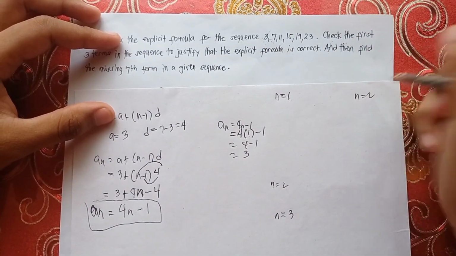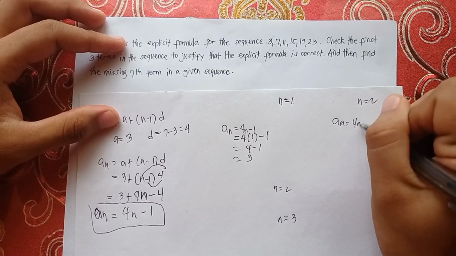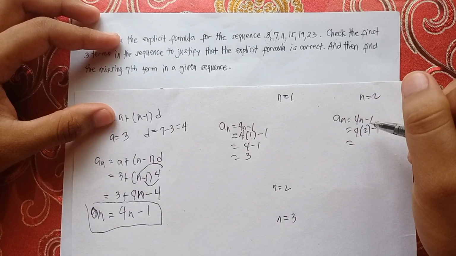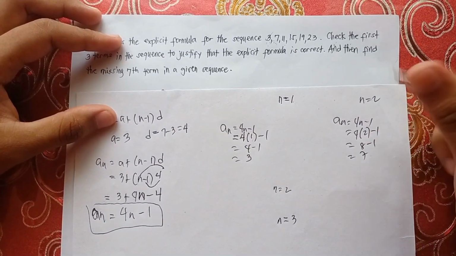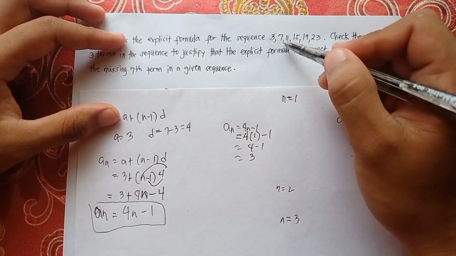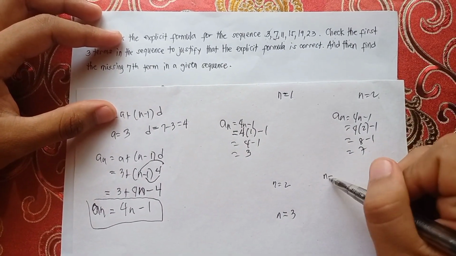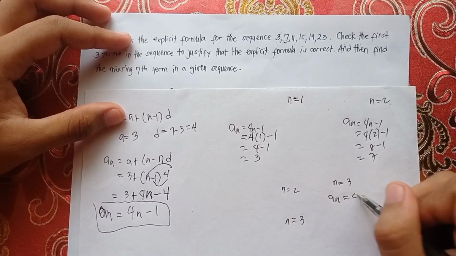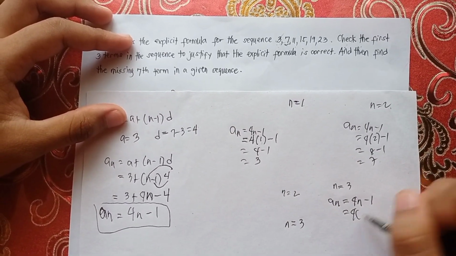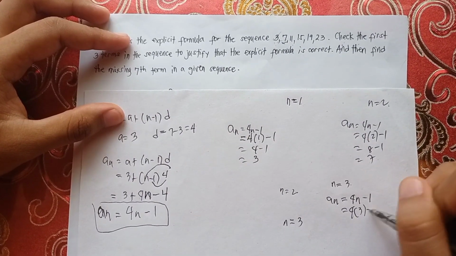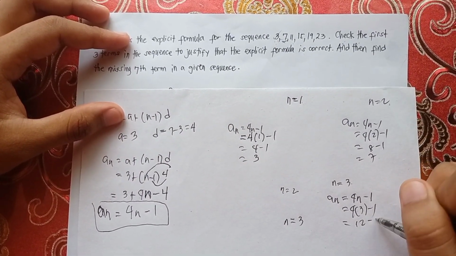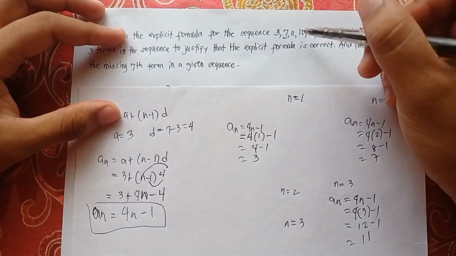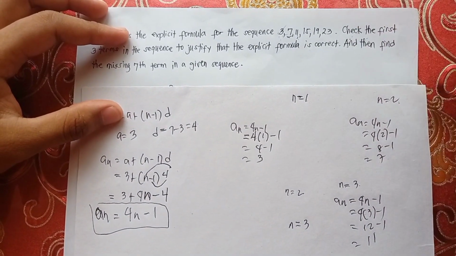Let's proceed to the second term. A sub n equals 4n minus 1. Substitute 2: 4 times 2 is 8, minus 1 is 7. Therefore, our second term, 7, is correct. For the last term, which is 11, we substitute again in the explicit formula 4n minus 1, with n equal to 3. 4 times 3 is 12, minus 1. 12 minus 1 is 11. Therefore, our third term, which is 11 in the sequence, is correct.